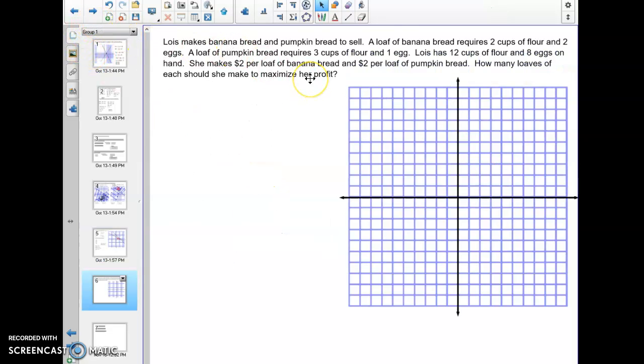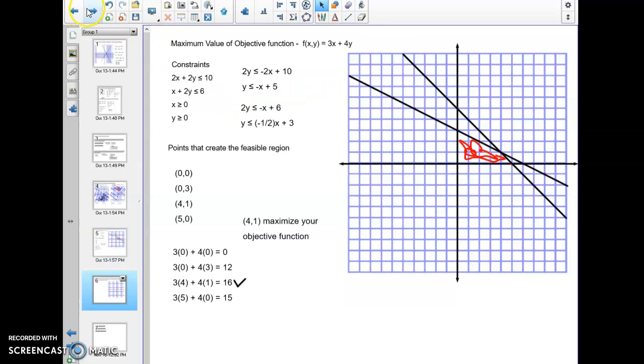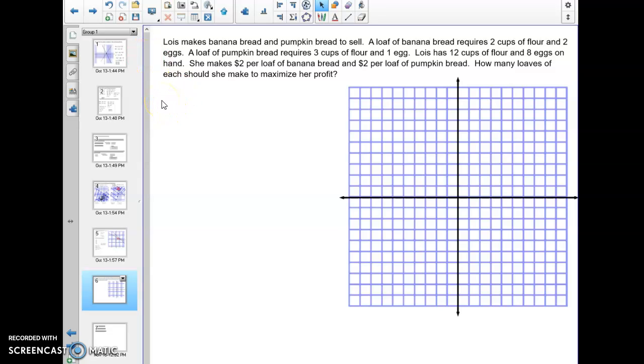Now, the word problem, we've got to put everything together. First thing we need to do is make my objective function, which means what's going to be most profitable. P of x, or P of profit, is going to be 2 times banana bread plus 2 times pumpkin bread. So 2b plus 2p is going to give me my profit.